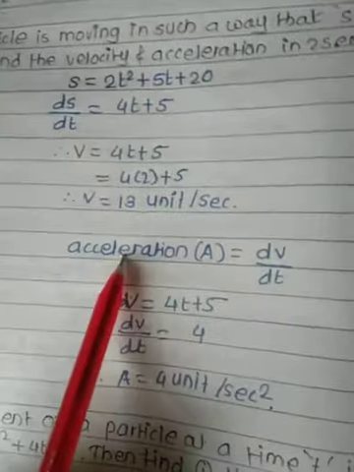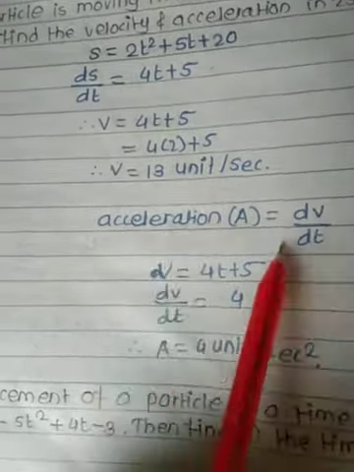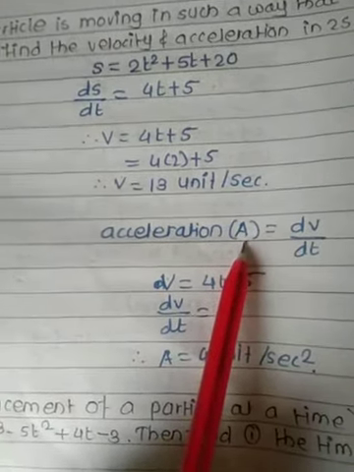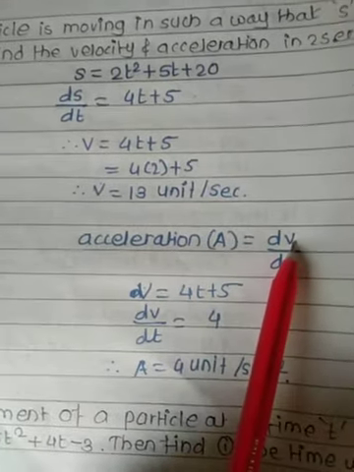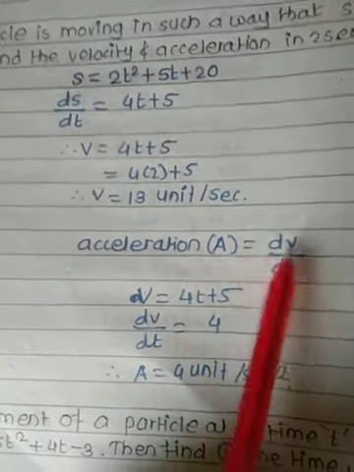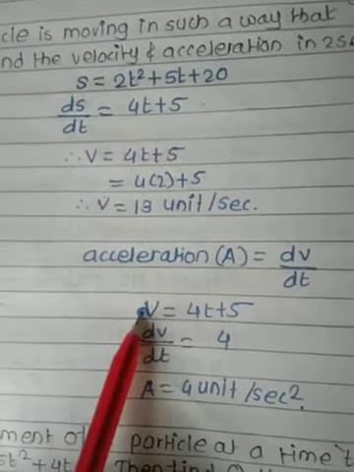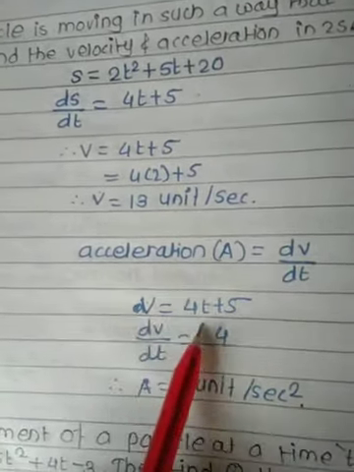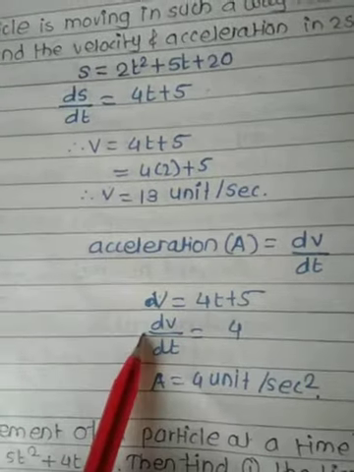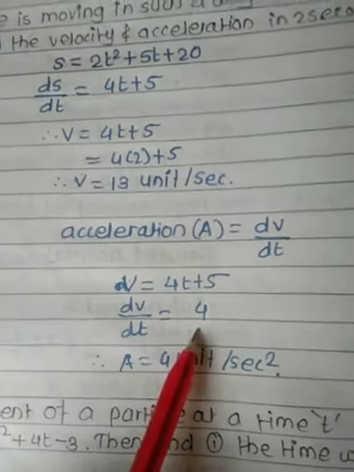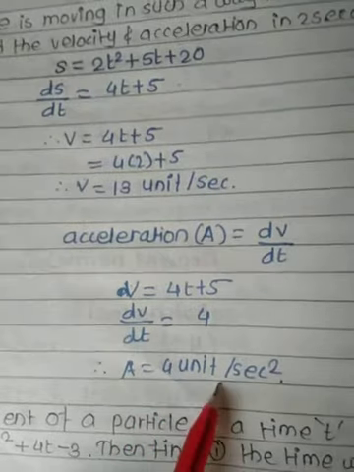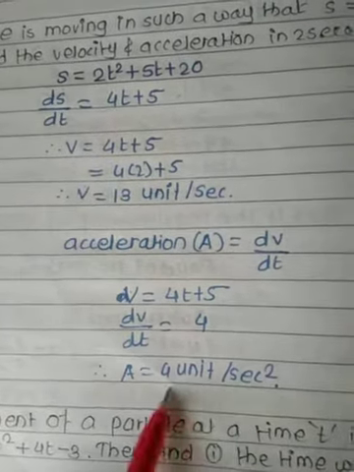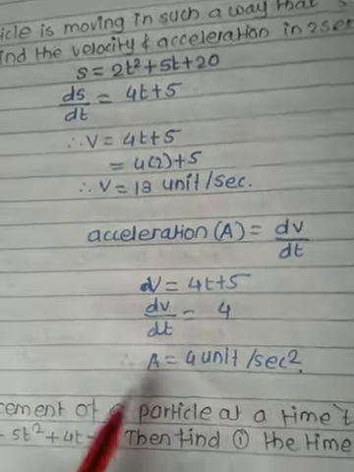Now how to find the acceleration? Acceleration is equal to a. A is the symbol of acceleration, the rate of change of velocity with respect to time, dv upon dt. So we have v is equal to 4t plus 5, then dv upon dt is equal to 4. Acceleration is equal to 4 units per second square, that is the unit of acceleration.